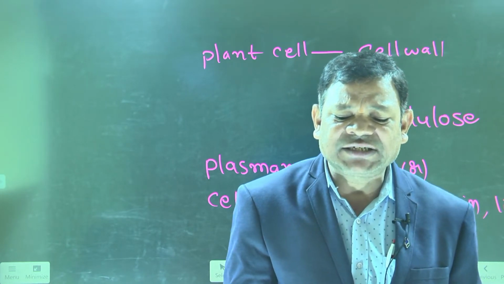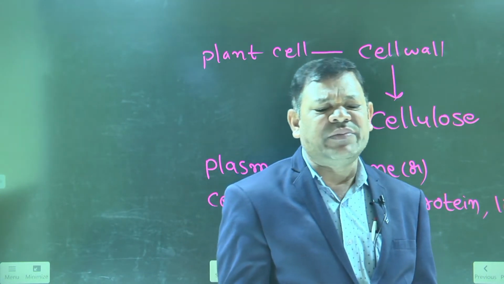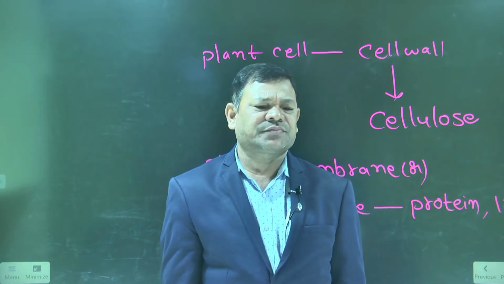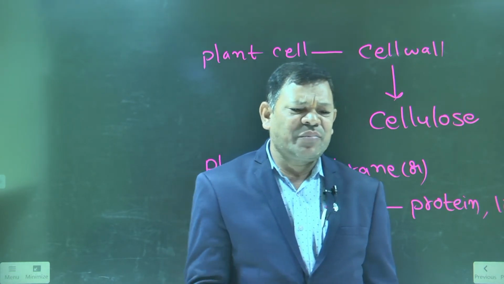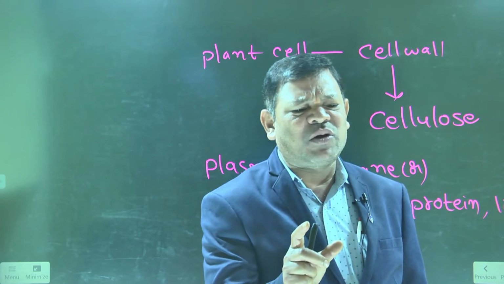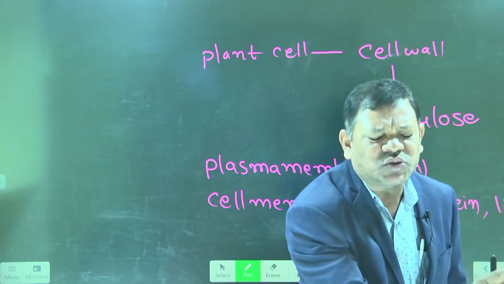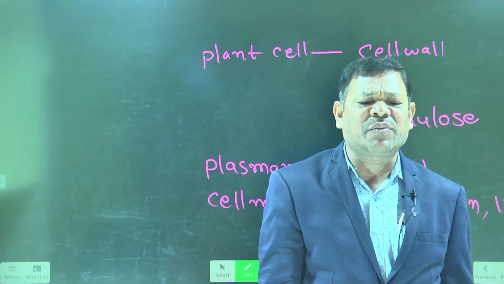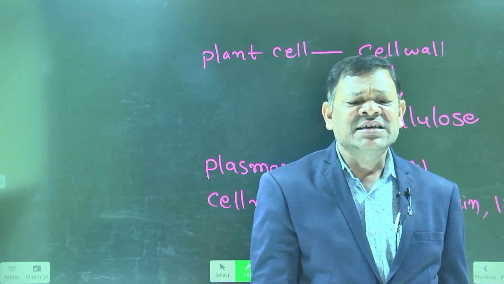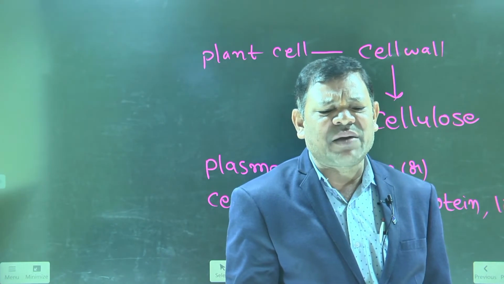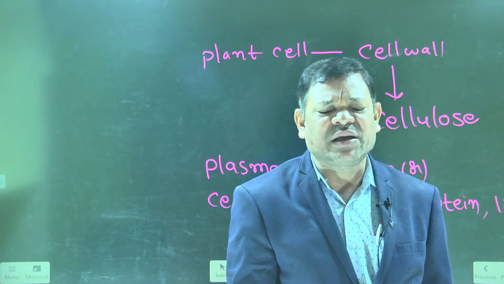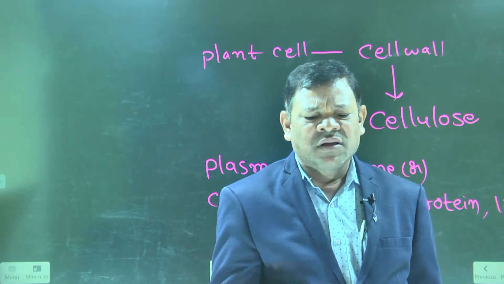My question is, what does selectively permeable membrane mean? The cell membrane is the selectively permeable membrane: the things required by the cell are allowed through the cell membrane or plasma membrane. So that's why the cell membrane, or plasma membrane, is called a selectively permeable membrane.